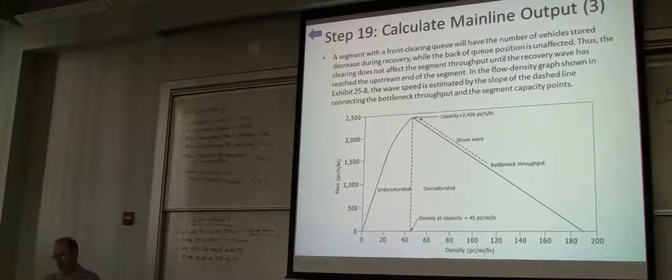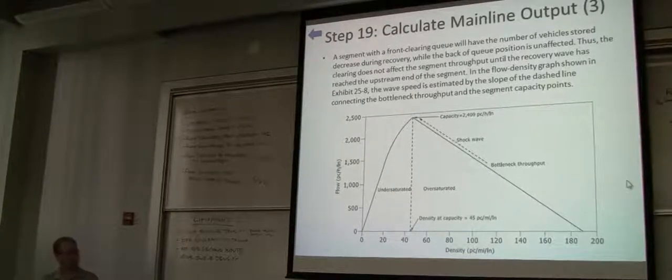And your shockwave speed just ends up being the slope of this particular line here, because one of your endpoints is going to be your density and capacity of 45 passenger cars per mile per lane. So it turns out that, with our default jam density of 190 passenger cars per mile per lane, it's going to work out to be something like 16.5 miles per hour shockwave speed.